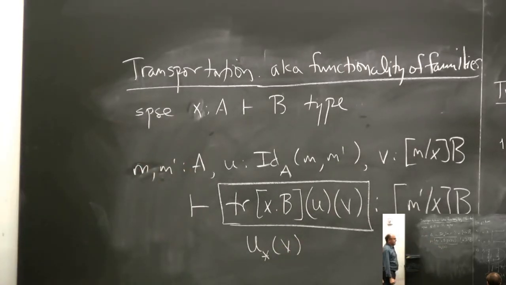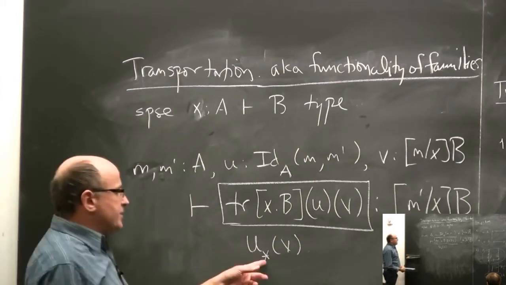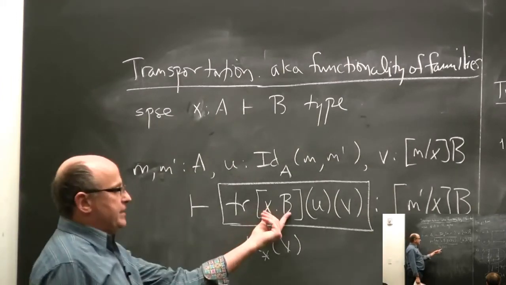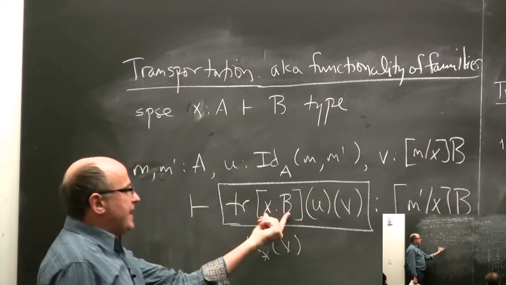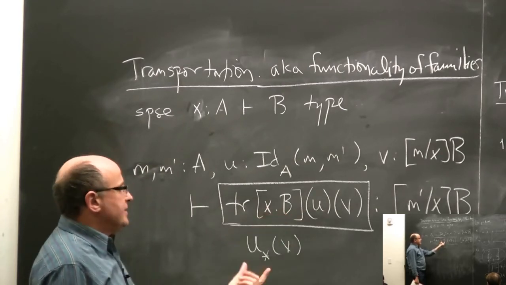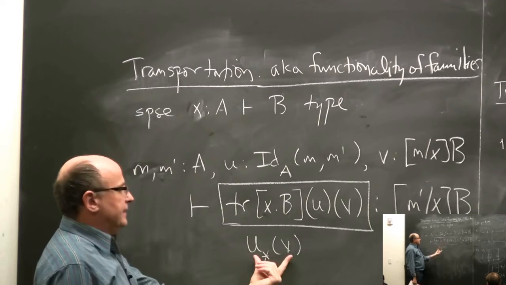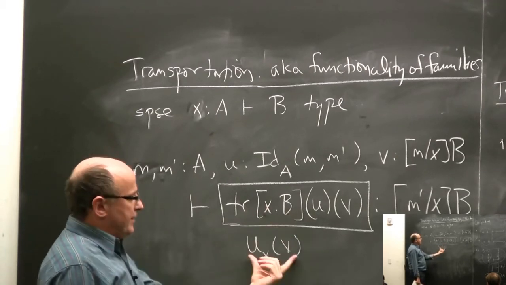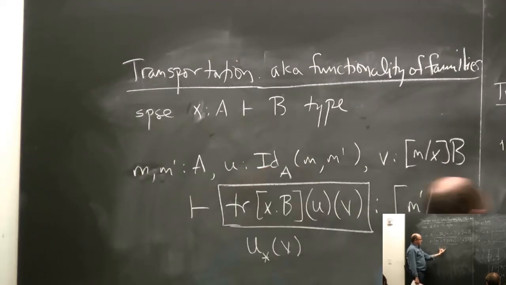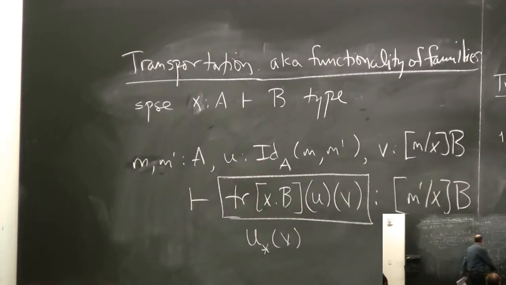Okay? That's the notation. So the problem with this notation is you're supposed to know what x dot b is, because the action depends. I mean, it's the action for a particular family. So this notation is a little too shorthandy. The full notation is that, but a lot of times people write U lower star v. So that's what I did here.